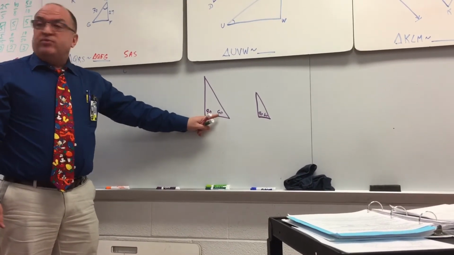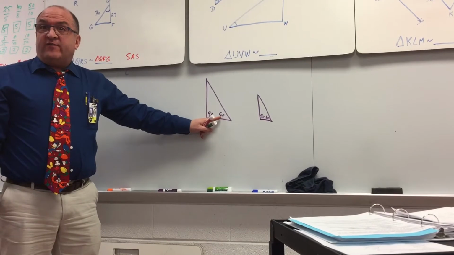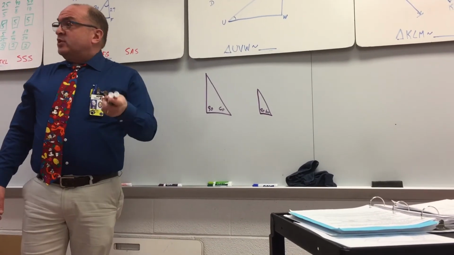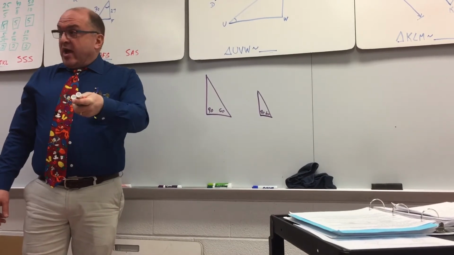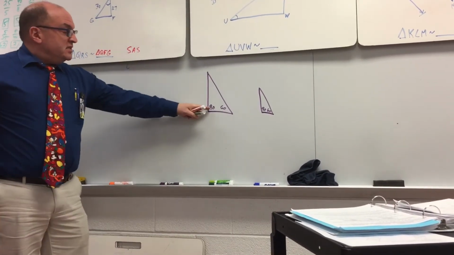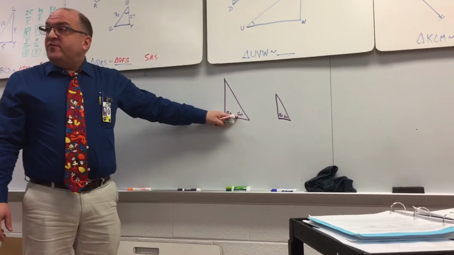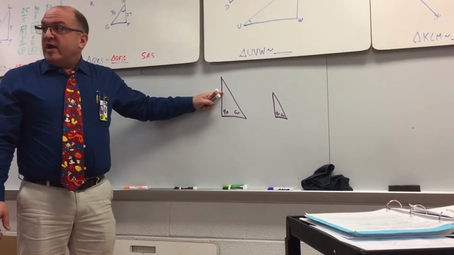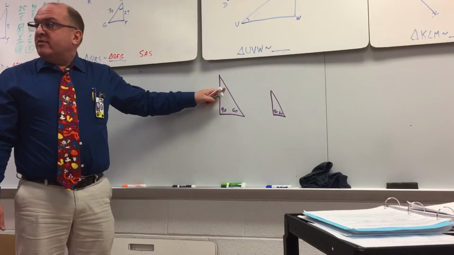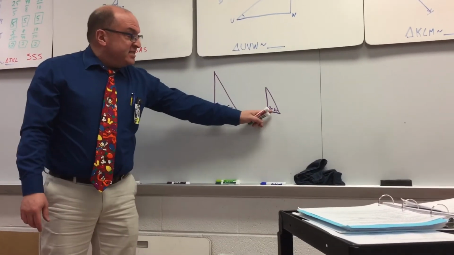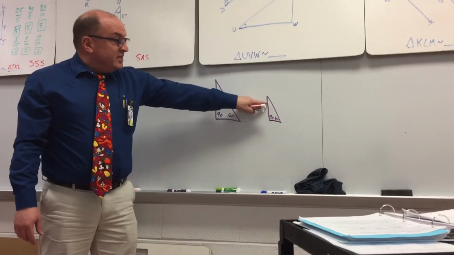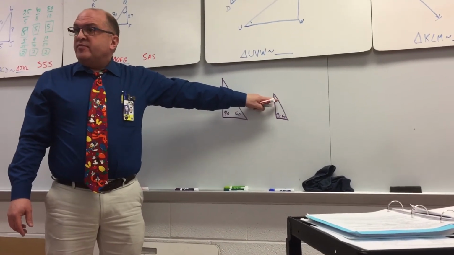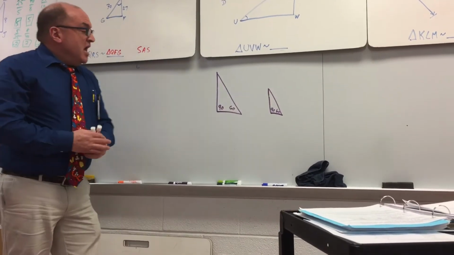Sorry, 90 plus 60. Does everyone agree that's 150? The three angles of a triangle add up to what? 180, right? So if this 90 plus 60 is 150, how many more to make 180? 30, right? This one has to be 30, right? Over here, if this is 90 and this is 60, what does this one have to be? 30. It has to be 30, right? Does that make sense? Here's the point.